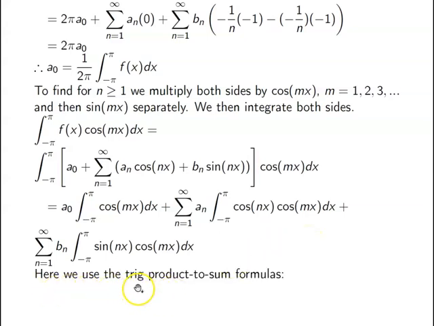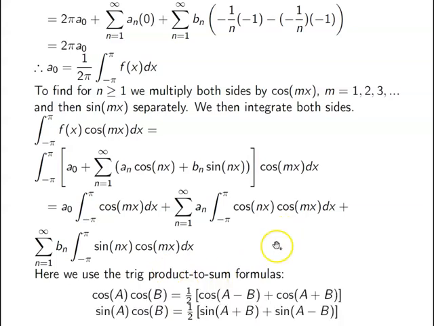Here we're going to use the trig product to sum formulas in order to calculate these integrals. I have cosine of n x times cosine of m x. These n and m are not necessarily the same, and they're not necessarily different values. As I go through the sum, they'll change. So here we're going to use trig product to sum formulas.